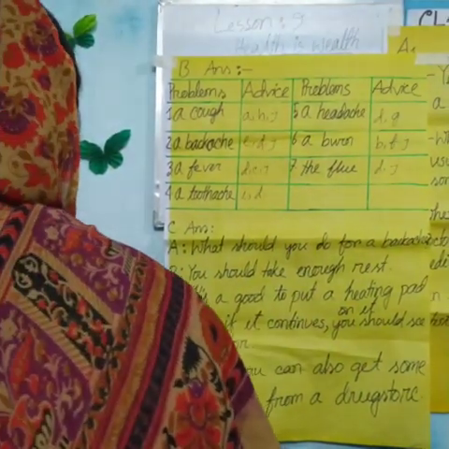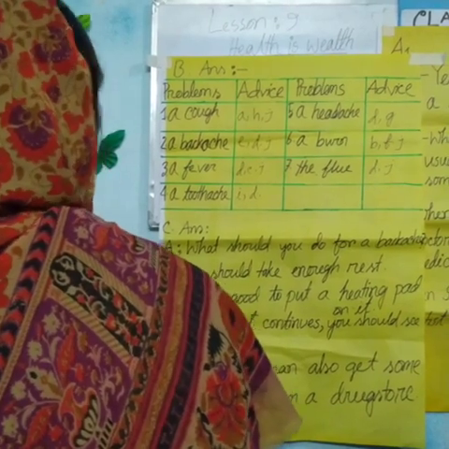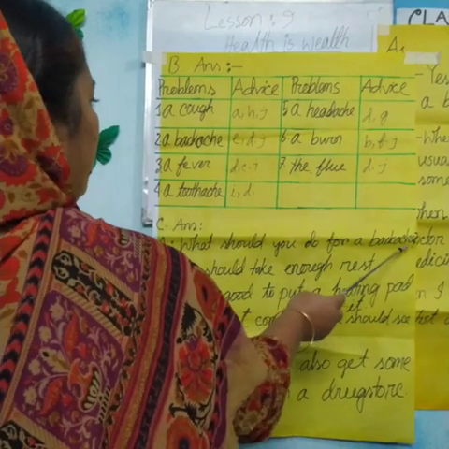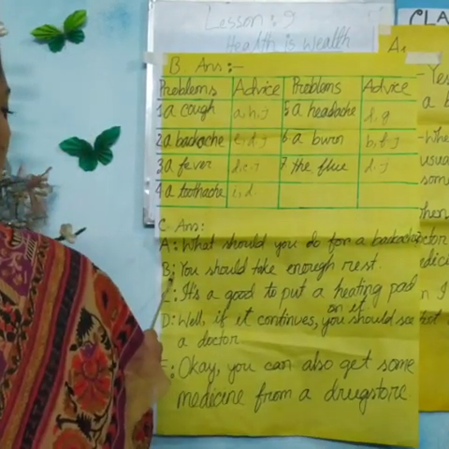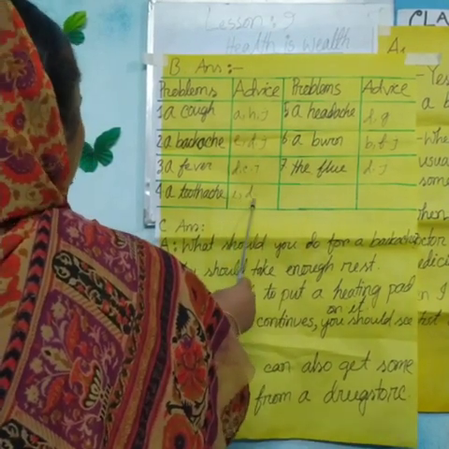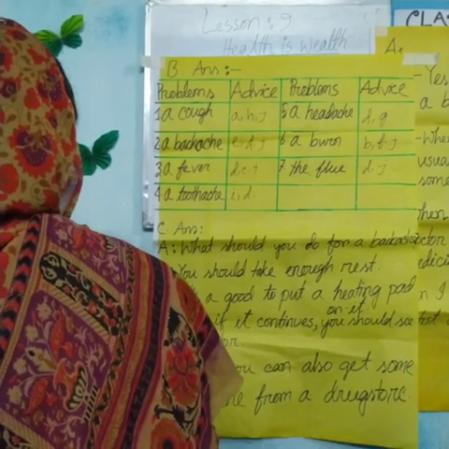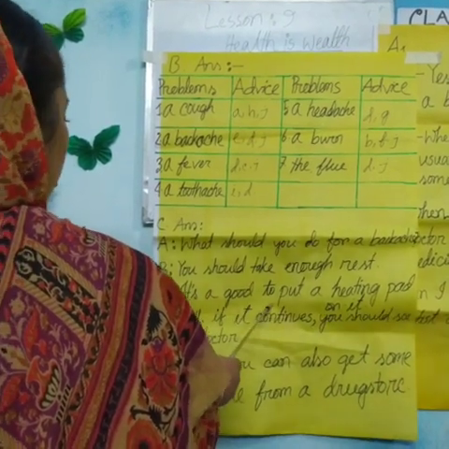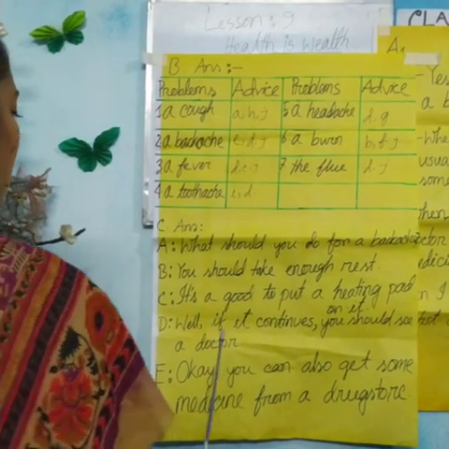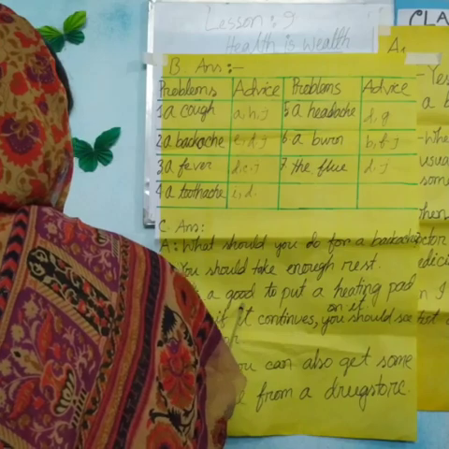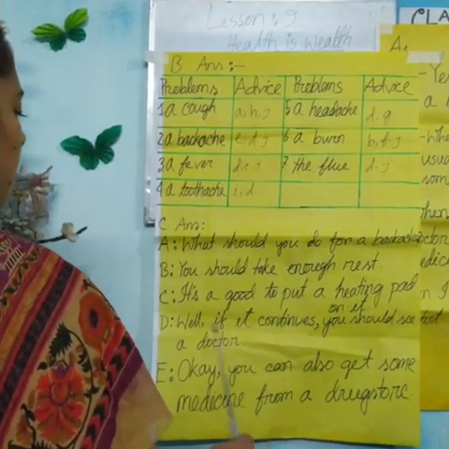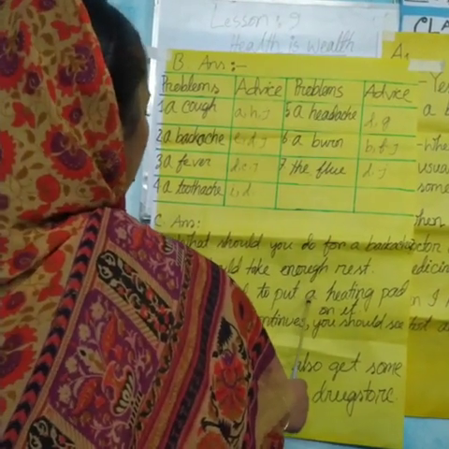In the case of toothache, you can write, what should you do for a toothache? B: In the case of toothache, we have C, I and D. At first, you should see a dentist. C: You should take enough rest, or you can write it in another way: it's good to take enough rest.